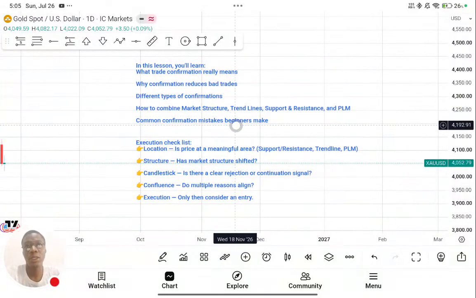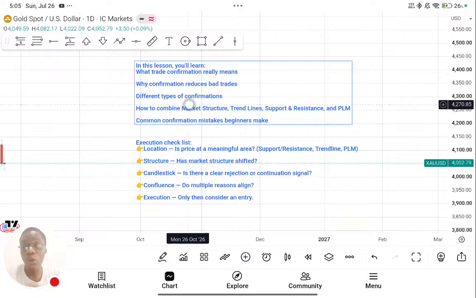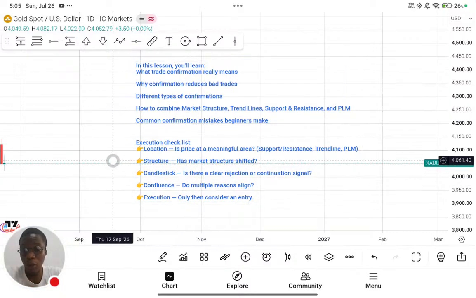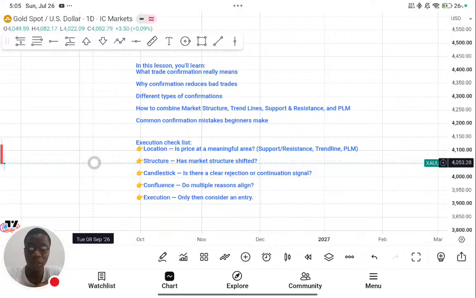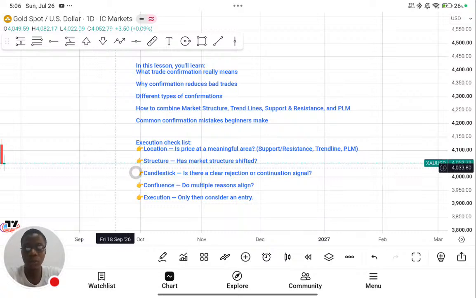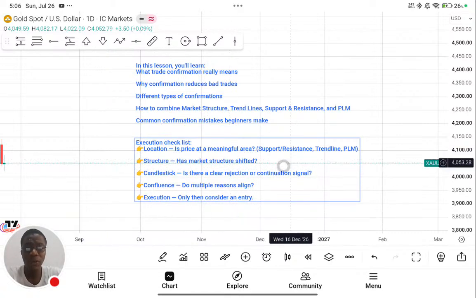15 minutes, 30 minutes, we use it. That's where you see your confirmation, the more reliable. All of these confirmation candles, you could see them on 5 minutes, you could see them on 1 minute, you could see them on 15, 30, 1 hour. But like you always know, the higher the time frame, the more reliable that confirmation is. So is price at a meaningful level?